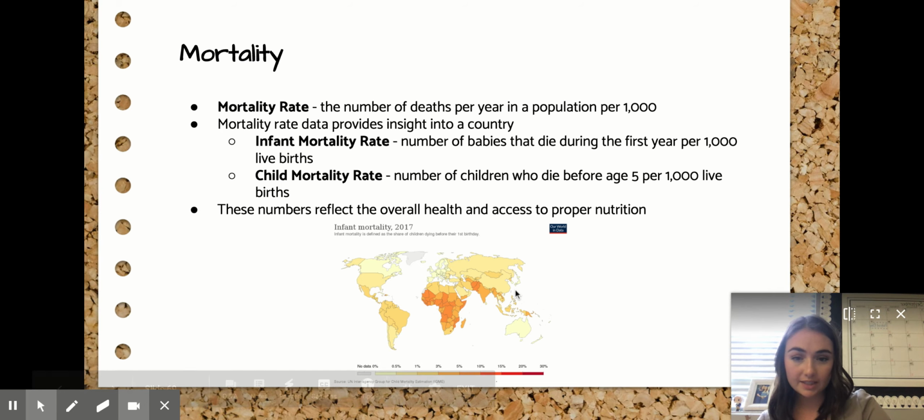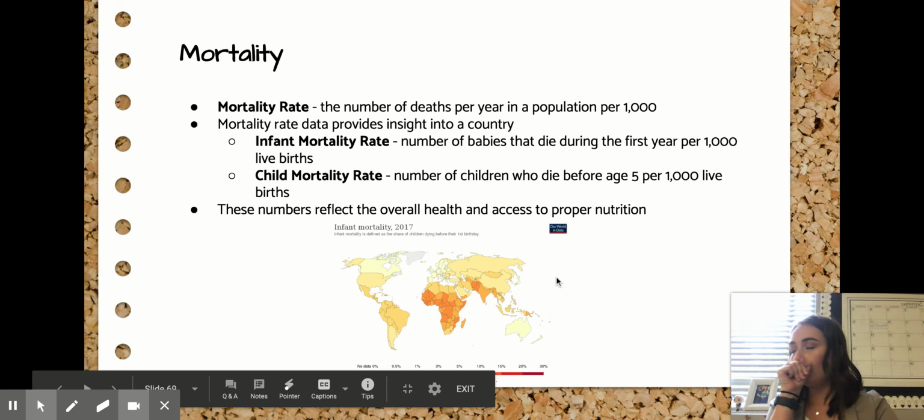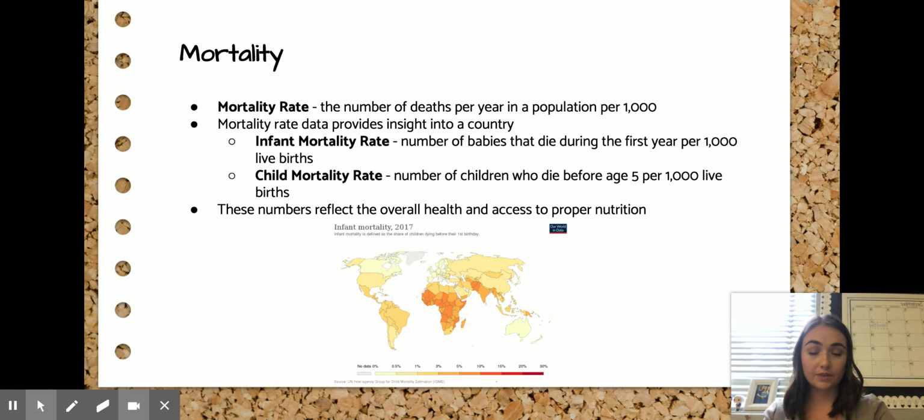So you can see this map down here. This is a choropleth map. The lighter the color, the lower the, I think this is, infant mortality rate is. The darker the color, the higher the infant mortality rate is.